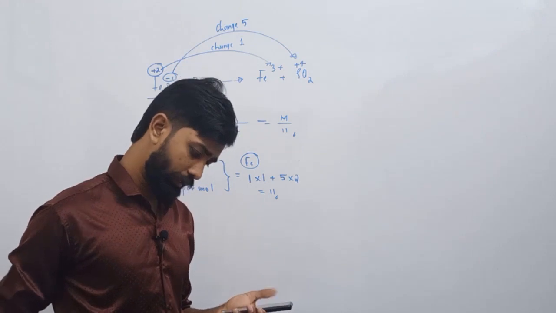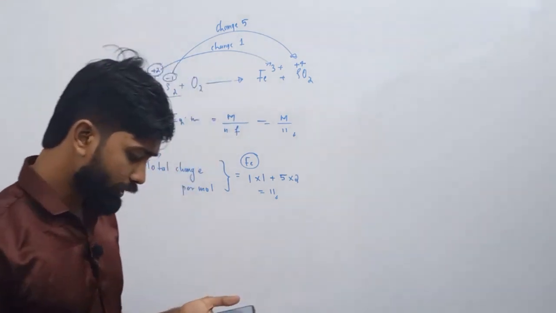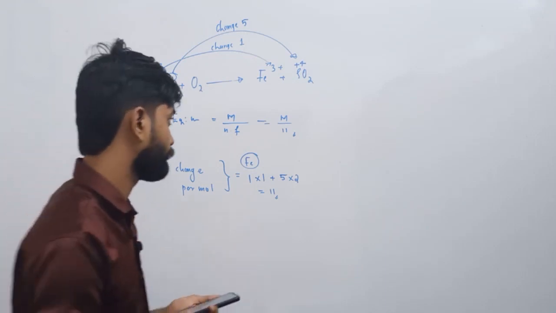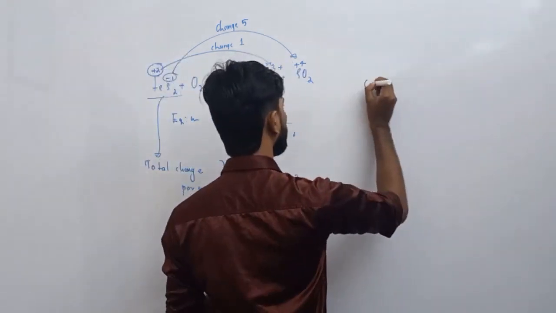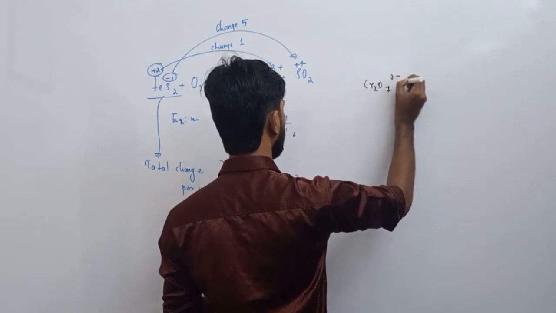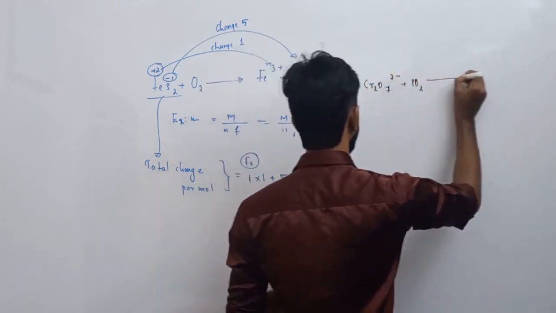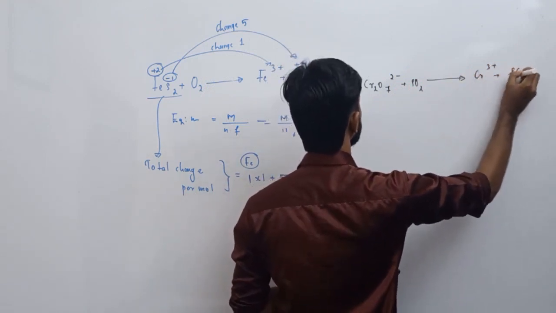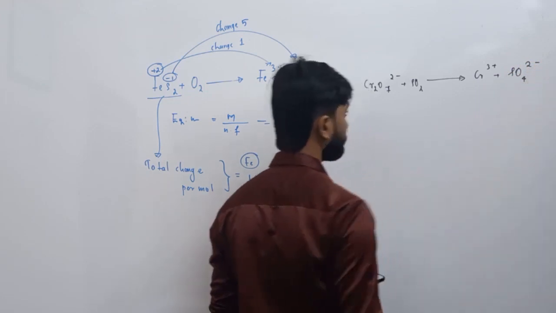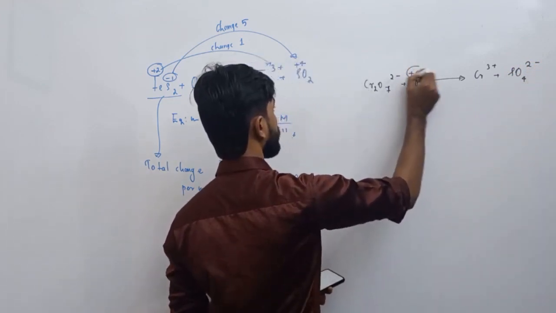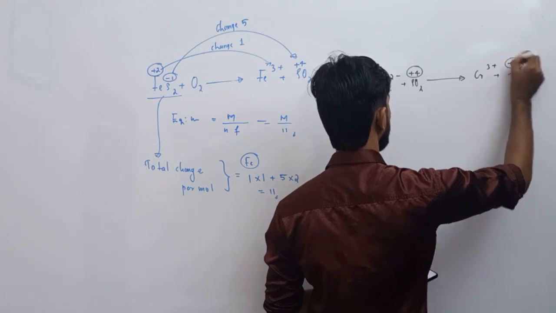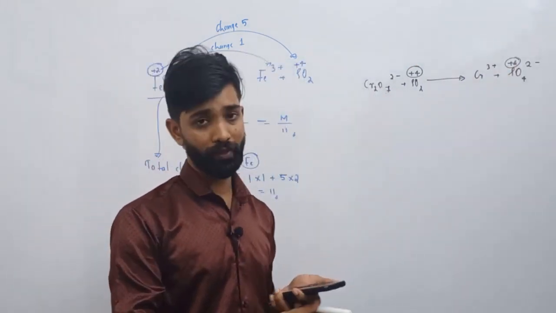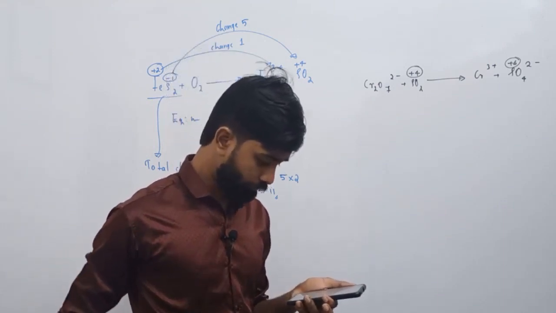Question number 28. When SO2 is passed through acidified dichromate, the oxidation number of sulfur changes from. So when dichromate reacts with SO2, the dichromate is a powerful oxidizing agent and it can oxidize SO2 to SO4 2-. Okay. So the oxidation state changes from +4 to +6. Ready?